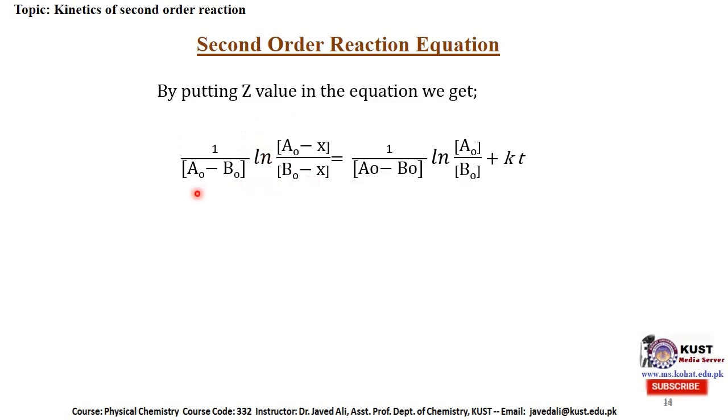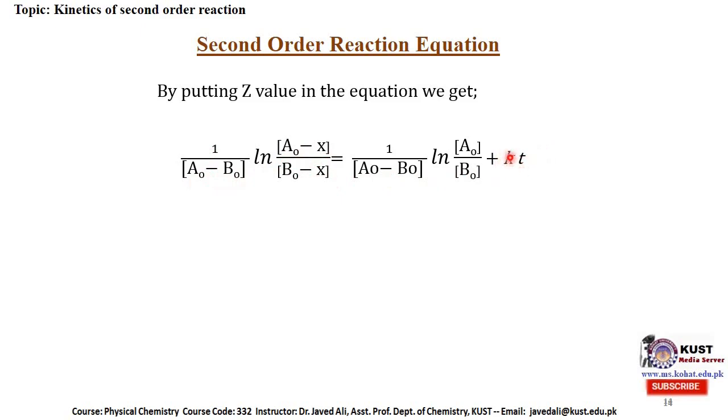This is a straight line equation where this term, 1 divided by a naught minus b naught log a naught minus x divided by b naught minus x, is the dependent variable and t is the independent variable. Therefore, we can plot 1 divided by a naught minus b naught log a naught minus x divided by b naught minus x versus t.